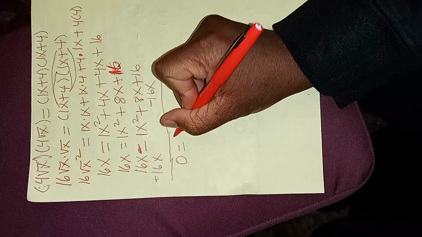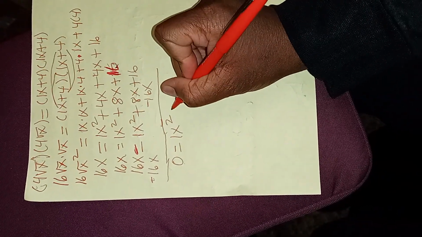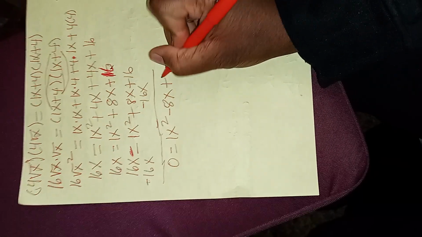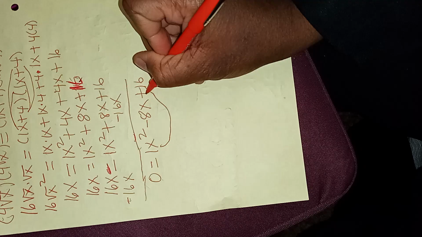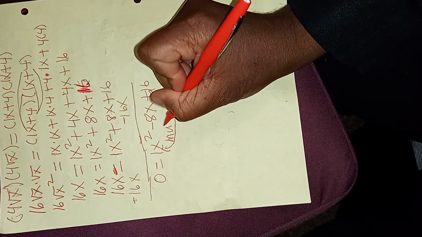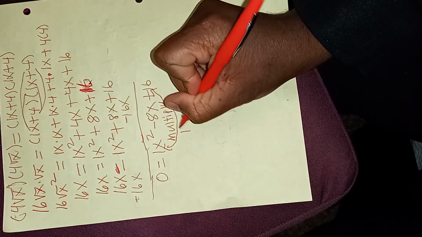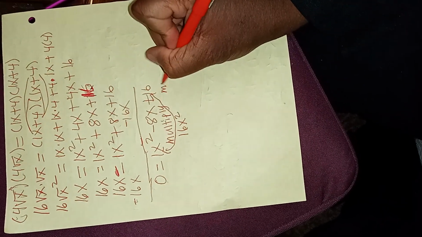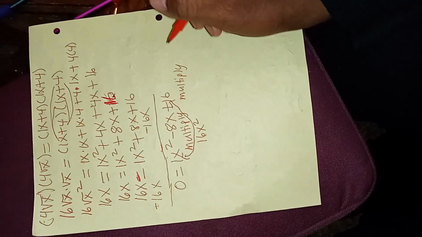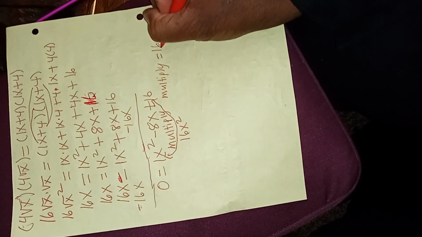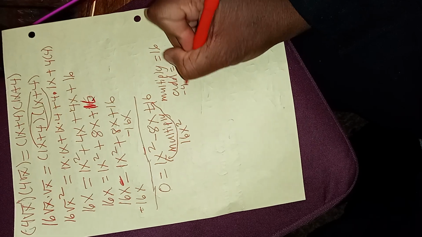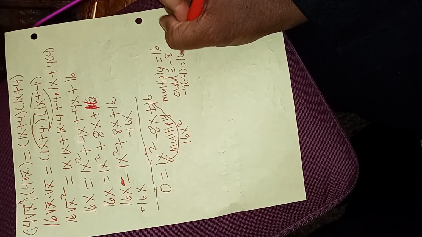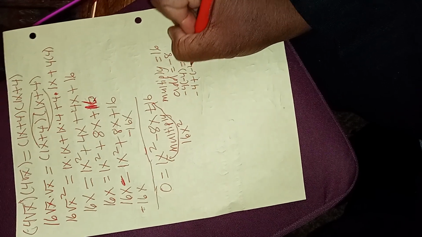So 0 is equal to 1x squared minus 8x plus 16. Okay? Now we must factor this trinomial. So we multiply the outer terms, which gives us 16x squared. So it must multiply to equal 16 and add to equal negative 8. So negative 4 times negative 4 will give us 16, and negative 4 plus negative 4 will give us negative 8.